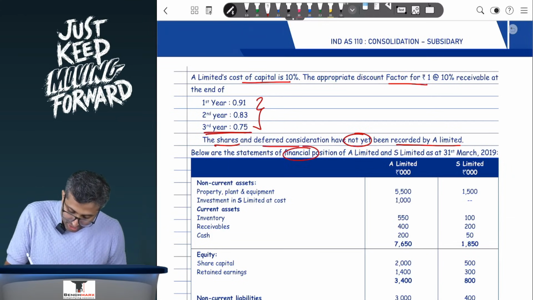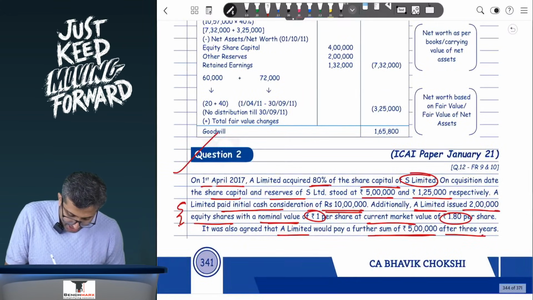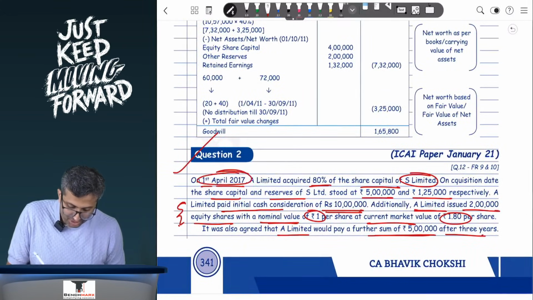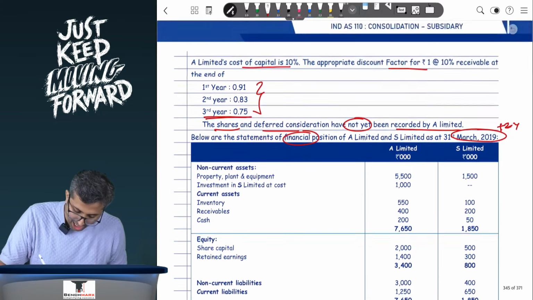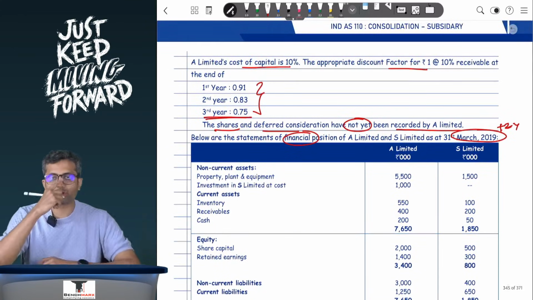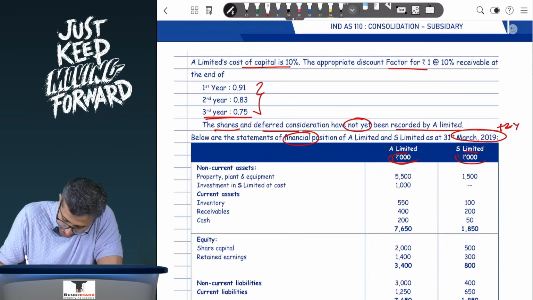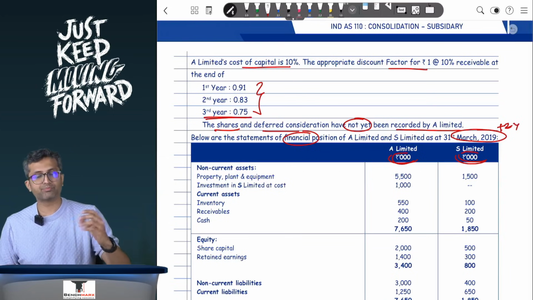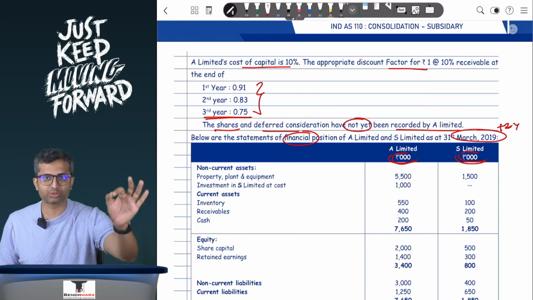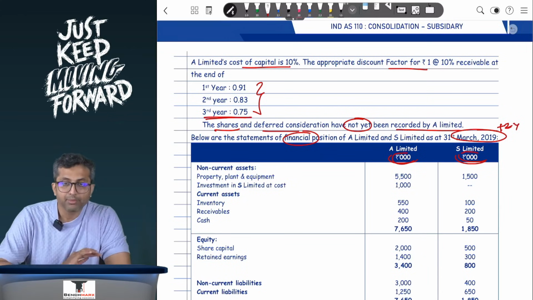Below are the statements of financial position of A and S as on 31st March 19. See, all of this has happened on 1st April 17. 31st March 19 means this is 2 years away, this is plus 2 years. Okay. So, ideally, the entry that you must have passed is only for the cash consideration. All of this is given in thousands. 10 lakhs will equal 1000 thousands. So your entry must have been passed in the SFS as investment in S account debit 1000, that is for cash, to bank 1000. But that is not the correct entry.